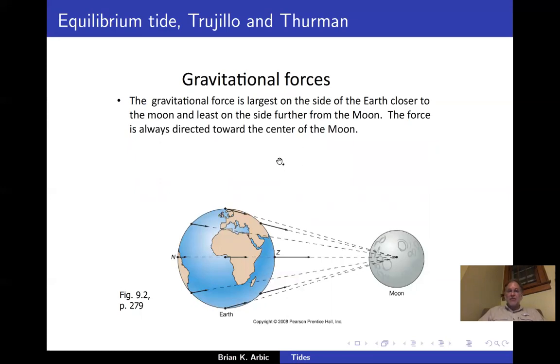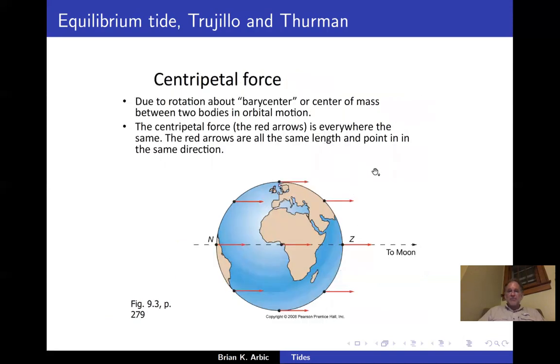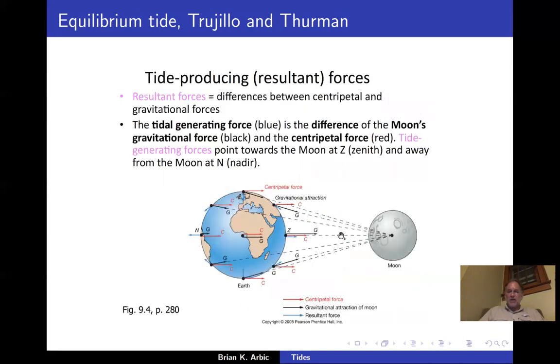Regarding gravitational forces, the gravitational force is largest on the side of the Earth closer to the Moon, and it's least on the side furthest from the Moon. The force is always directed towards the center of the Moon. Now, there are centripetal forces due to the rotation around the barycenter, or center of mass. This is the same everywhere because the whole Earth is basically doing this, and so the red arrows are all the same length and point in the same direction.